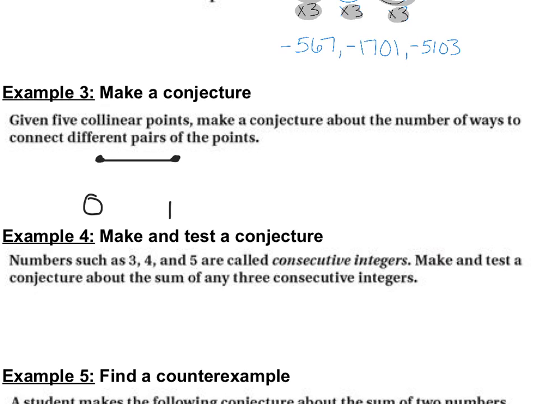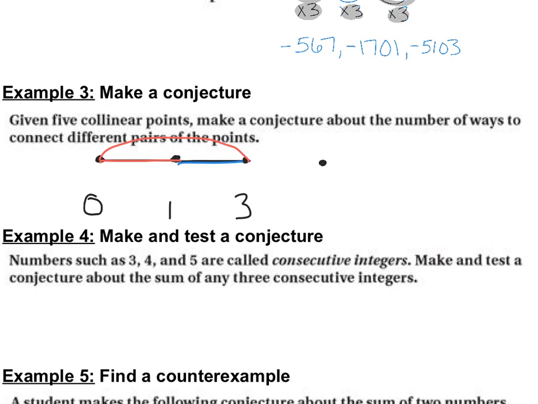Okay, what about if we throw in a third point here? Okay, so we would have a connection from here to here, from here to here, and also from here to there. So that was 1, 2, 3 different connections. Okay, so that's when we have 3 collinear points.